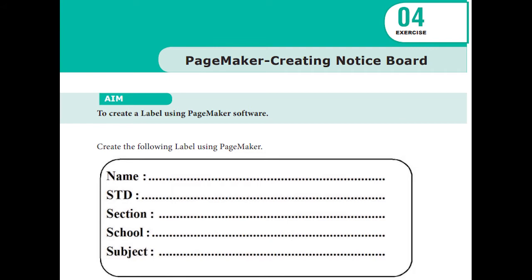Okay, and the fourth exercise is also a PageMaker exercise. Here you will create a label. It will be in the same way. Inside you will be typing the name, standard, section, school and subject, and you will be leaving the place to fill in the name, standard, section, school, subject and all. This step-by-step procedure is given in your book itself.